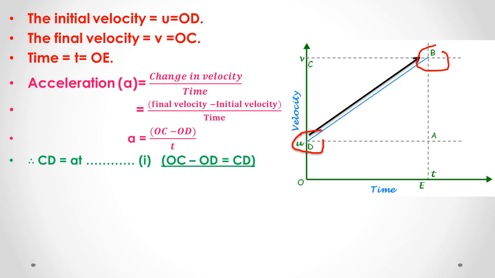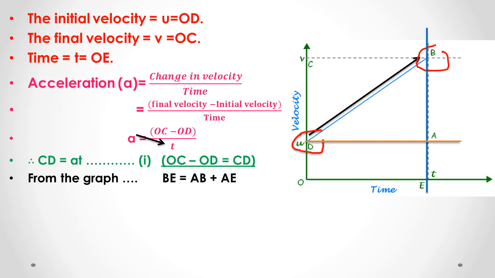Why is CD equal to at? Because we can see that OC minus OD will be CD. So here OC minus OD equals CD, and when we cross multiply a with t, we get at. Therefore CD equals at.